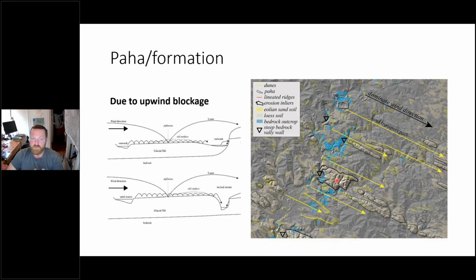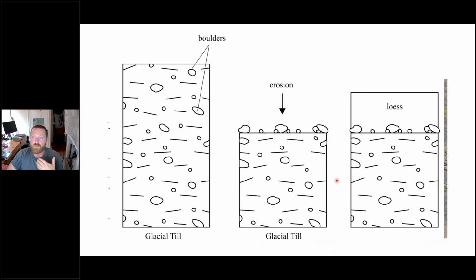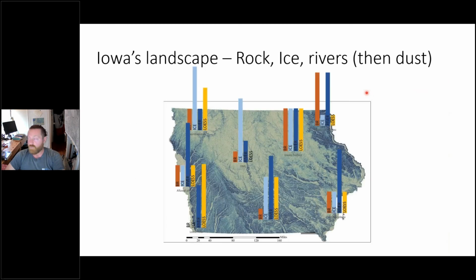And the other thing too is, as you remove this material, you expose boulders. So if you imagine this, the original glacial till, and you erode it, and then in areas that are covered with loess, well, guess what? You don't have to remove those field stones. So anyway, this is a very brief introduction to Iowa's landscape. It's based on rock and ice and rivers, and then that is a vector for the loess, for the dust. So these are the principal components of this, and it gives Iowa its unique flavor.